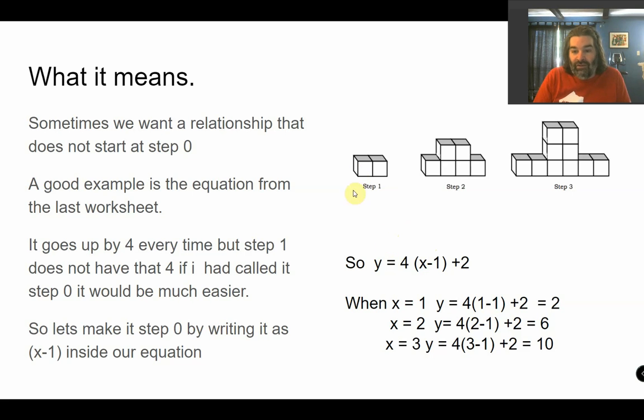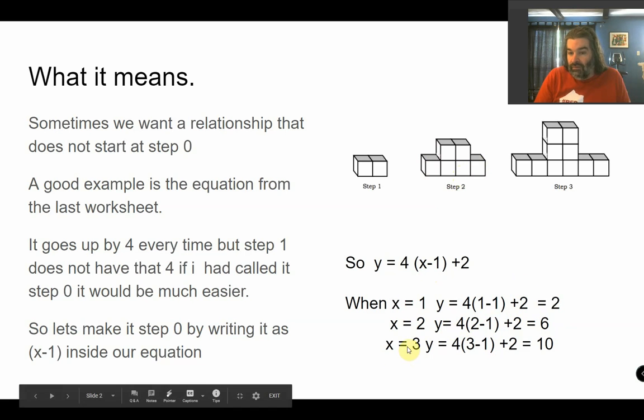And the way we do that is, instead of having it be 4 times x, we make it 4 times, and put in a bracket, x minus 1. We literally do shift it back by 1 before we multiply it by 4. So that way, when x is 1, this becomes 1 minus 1, which is 0, so we just get 2. If x is 2, y is 2 minus 1, which is 1, times 4 is 4, and then add the extra 2, and then we get 6. Or if we put in 3, it's 4 times 3 minus 1, which is 4 times 2, which is 8, plus 2, which gives us 10.